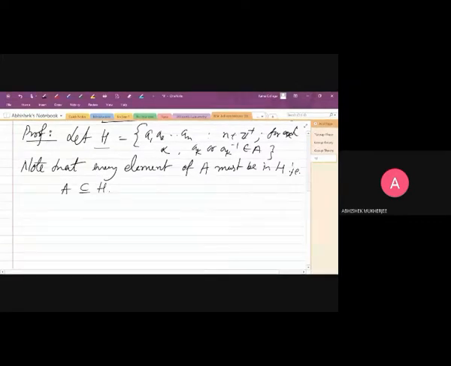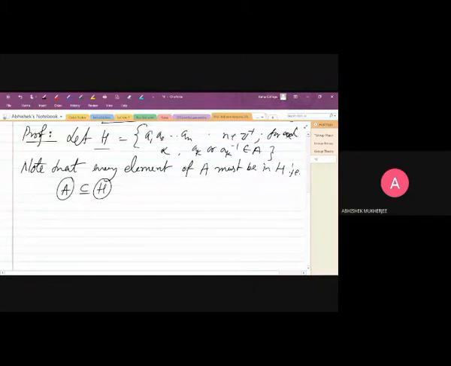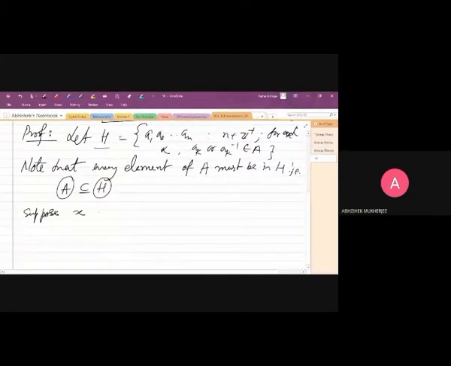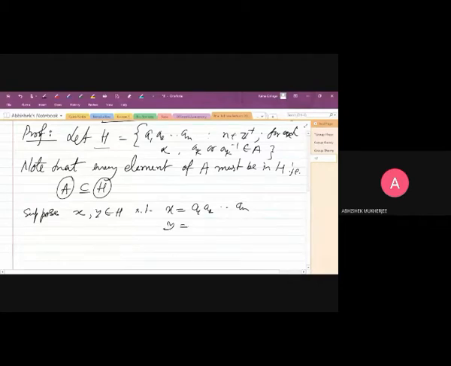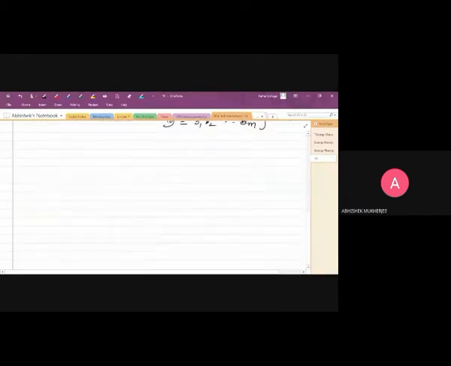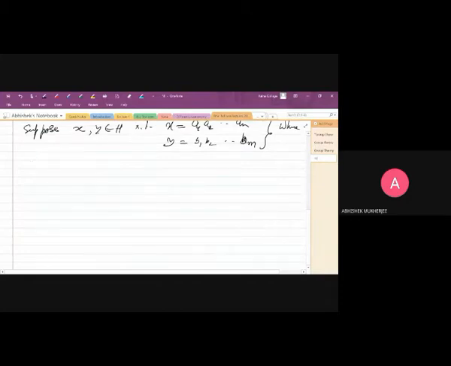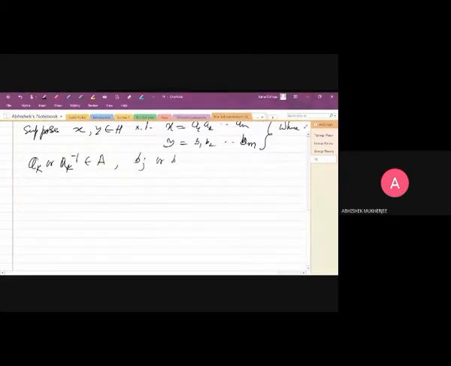Now we are aiming to prove that this H is a subgroup of G containing A. So how to prove that H is a subgroup? Suppose you are considering two elements x and y belonging to H, so that x can be written as a finite product of a1, a2, ..., an, and y can be written as a finite product of, suppose, b1, b2, ..., bm, where by the definition of H, ak or ak inverse belongs to A, and bj or bj inverse belongs to A.